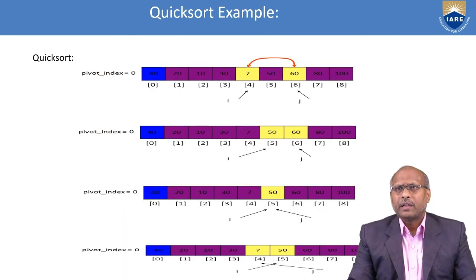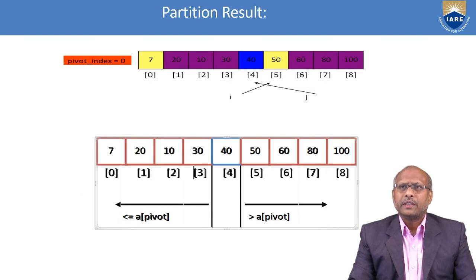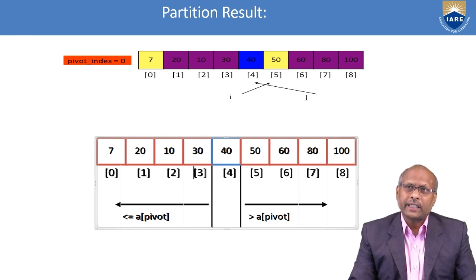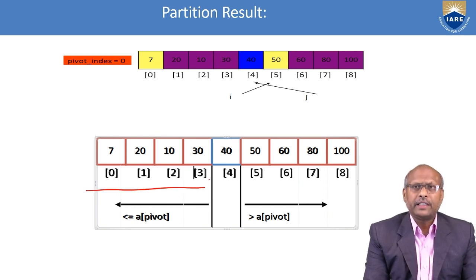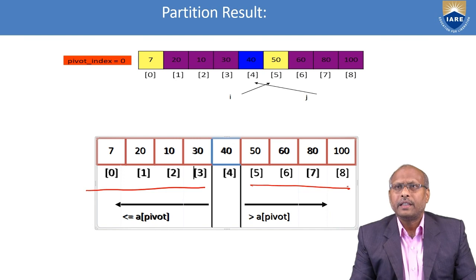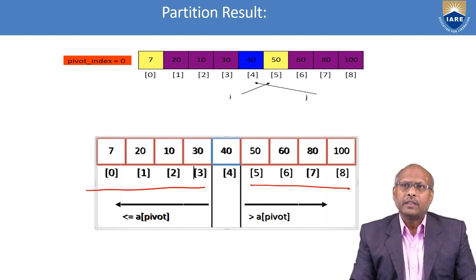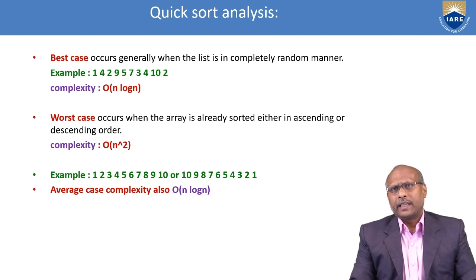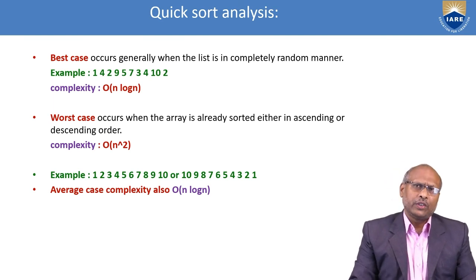Finally, you can observe here how the data is moving from one place to another place. So finally, the 40 has come to the correct place. Once the 40 has come to the correct place, you can observe the left side data is always smaller than this and right side data is always greater than this. So this is the final data for the 40.